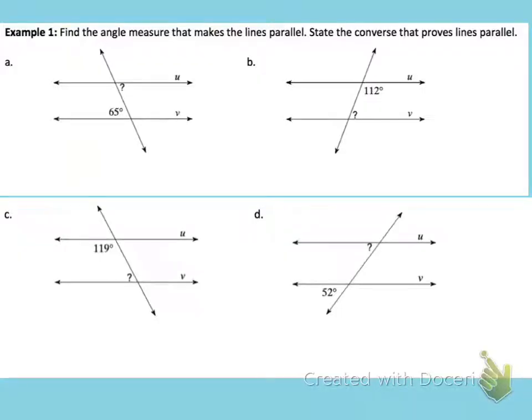So in our first example, we are going to find the angle measure that would make the lines parallel and then state the converse that proves lines parallel. So in other words, we're going to state the theorem, like one of the converse theorems that would say then the lines would have to be parallel.